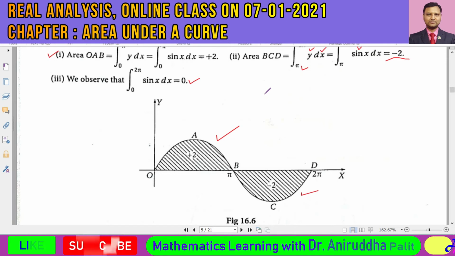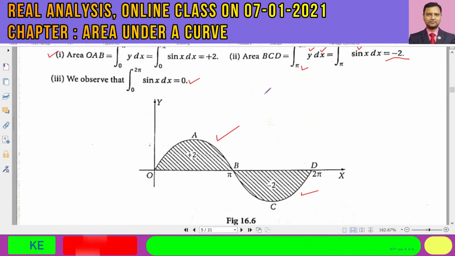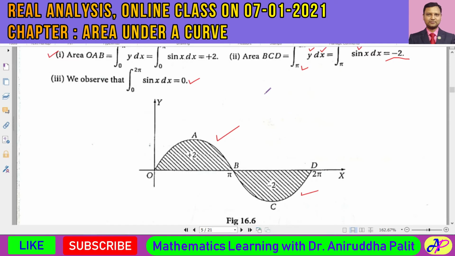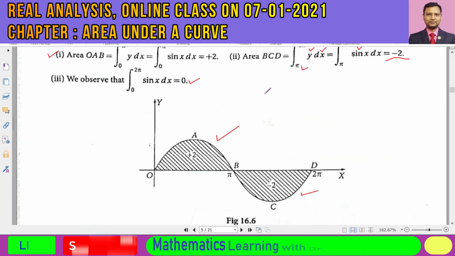That may be a misleading answer to you, because you would say, sir, the area is not equal to 0. You can see that the total area is not equal to 0. What is happening over here is that the positive portion of the area is cancelling the negative portion of the area.